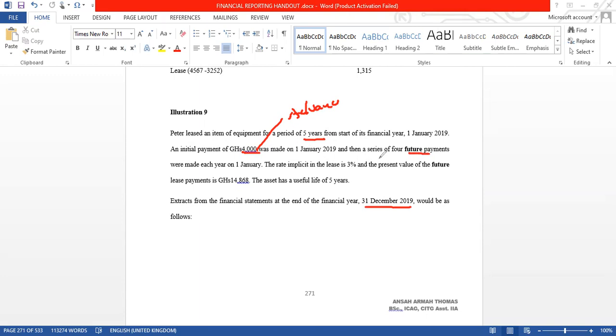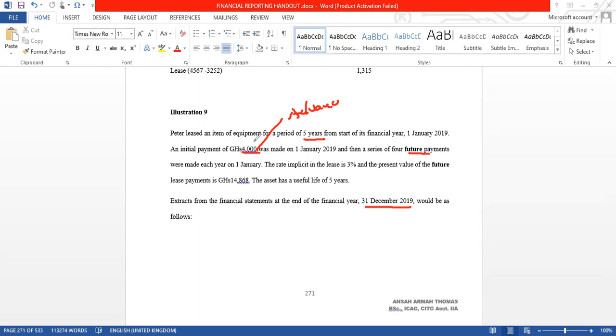All right. Remember what we talked about in the initial measurement. We said that it is the PV of the lease liability that has not yet been paid. So these are the future ones. You can see clearly that the lease is 5 years, but the first year has been paid. So that is that.